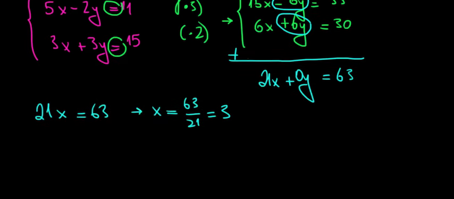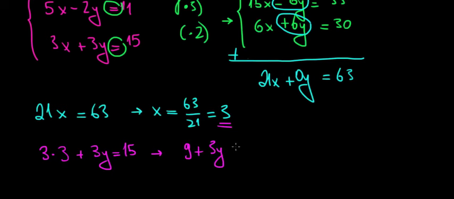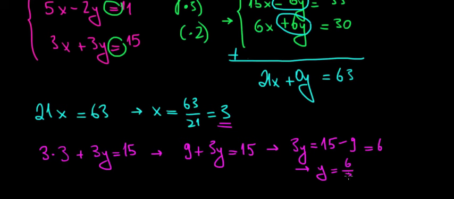Now that we know x, we can calculate y. How can we do it? Well, if we just plug in x in the equation, we have it here, for instance: 3 times x plus 3y equals 15. Well, x is equal to 3, so 3 times 3 plus 3y equals 15. Meaning that we have 9 plus 3y equals 15, or 3y equals 15 minus 9, which is equal to 6. If 3y is equal to 6, that means that y is equal to 6 divided by 3, which is equal to 2.